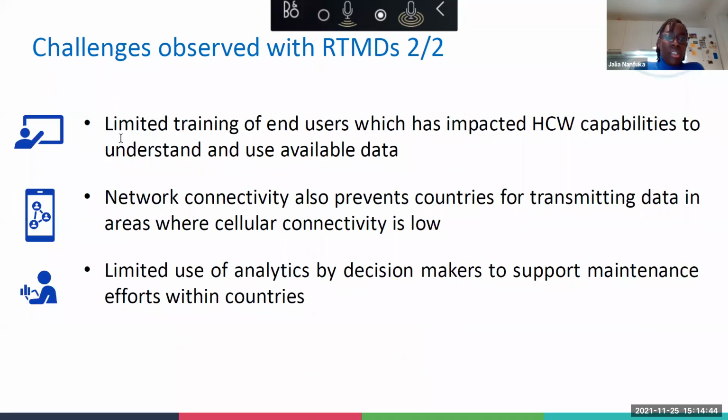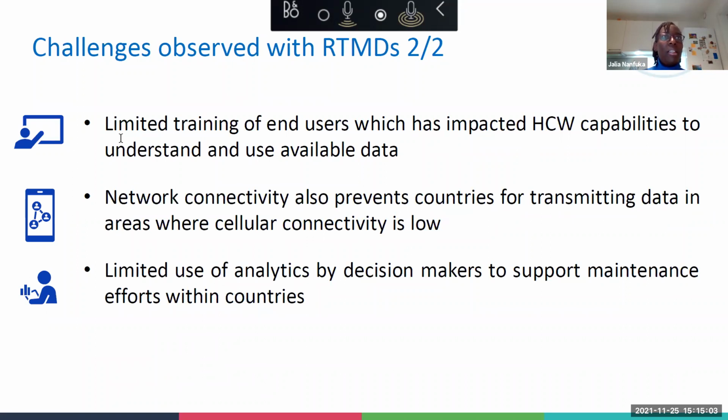Then the other challenge we face is around limited training of end users. Again, it links back to how healthcare workers have received training. Are they able to use the data? Can they interpret it, and can they use it for maintenance actions?